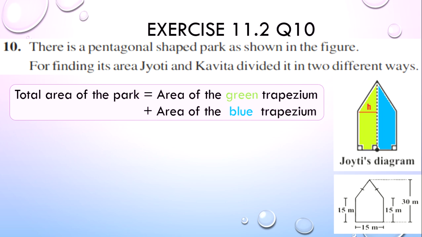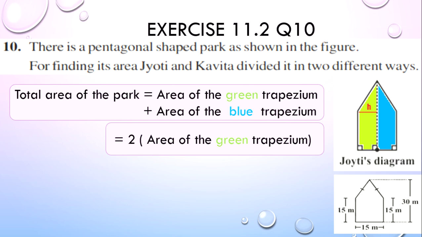Now what will be the total area of the park? It is the sum of the area of green trapezium and area of blue trapezium. So in your classwork you should write area of trapezium on the left side plus area of trapezium on the right side. So that can be taken as 2 times area of the green trapezium. Because what you see is the perpendicular bisector which is drawn in the middle, it divides the pentagonal park into two equal trapeziums. You can say the trapeziums which are carbon copies of each other. So instead of adding them like this, you can write 2 times the area of the left side trapezium, or area of the green trapezium.